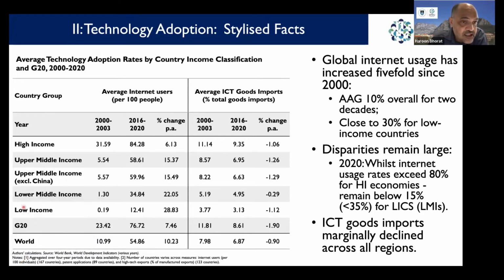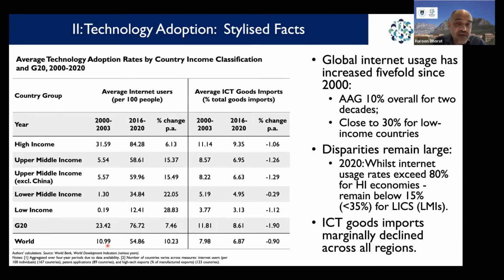So you can see here that the average internet usage rate has increased. Just to orient yourself around the tables: I've got my countries by income groups right through. These are fairly standard. Upper middle income, and upper middle income when I exclude China, which turns out to be quite important. I've got the G20 there, and I've got the world data, the aggregate data. I've got it for internet usage, because I'm interested in technology adoption, and then ICT goods imports, broken down by years, percentage change.